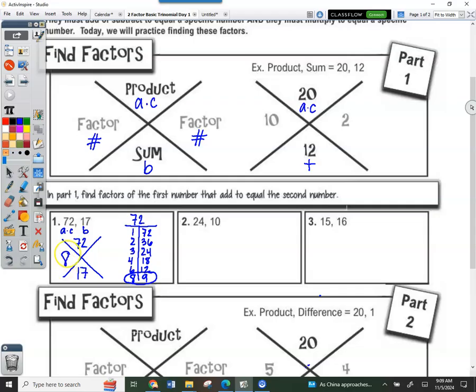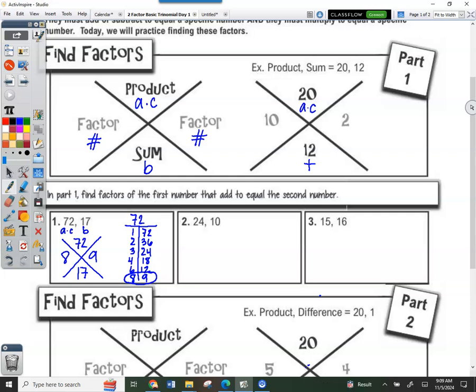We're going to say 8 and 9. That's it. That's as far as we're going right now. I need you to be able to get the numbers. That 8 doesn't even look like an 8. Let me fix that. Now, this one was 72 and 17. Now let's do the next one.